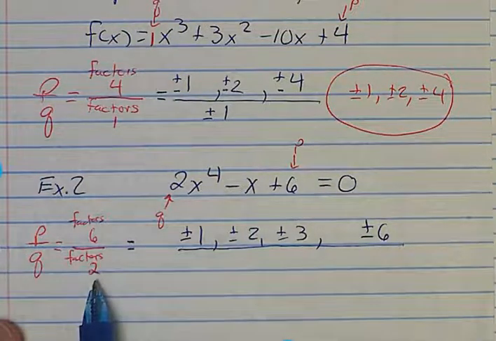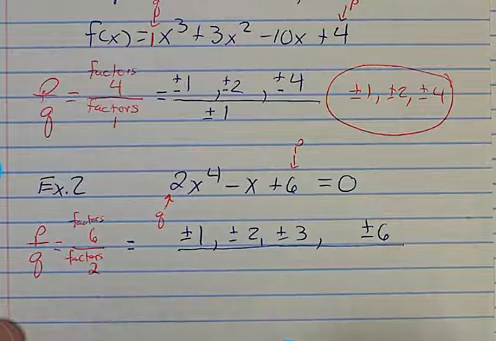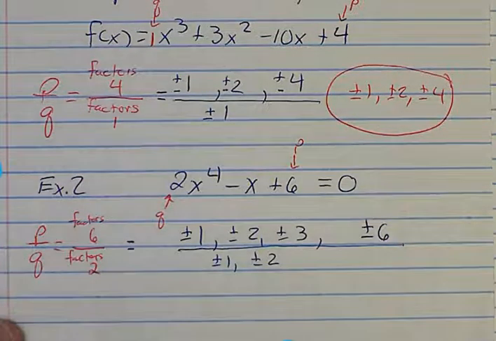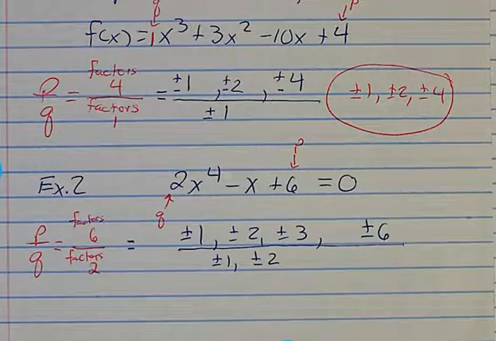And for the factors of 2, well, there's only one way to get 2. It's got to be 1 times 2. And again, it's some combination of positive and negative, and that's the part we don't know, because it could be a negative 1 times a negative 2, or it could be a positive 1 times a positive 2. Okay, so there's your setup.